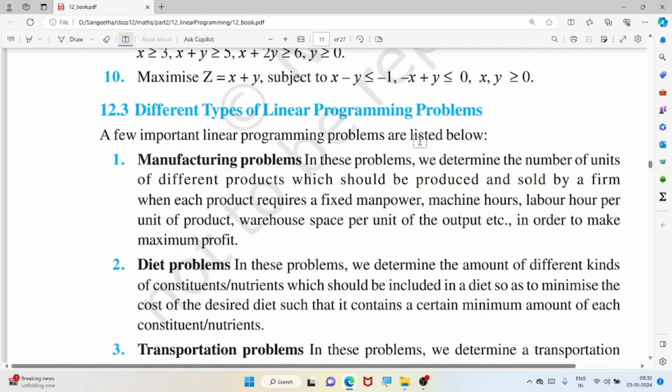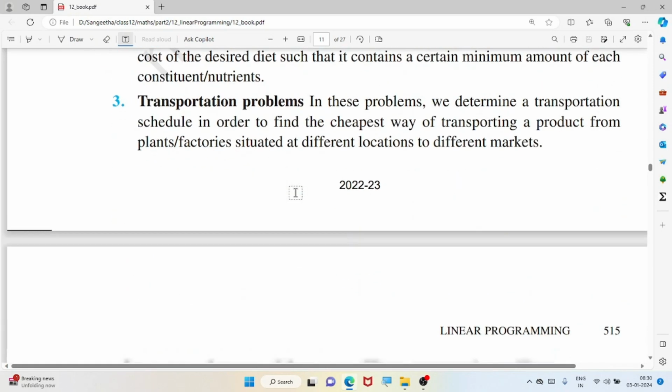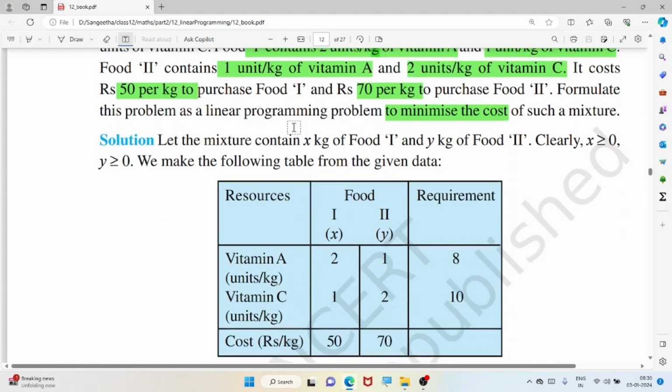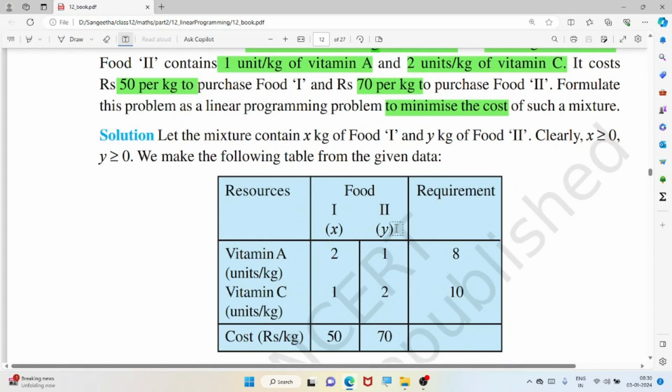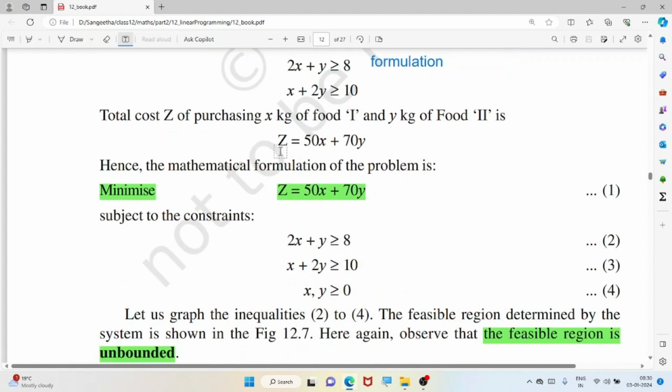There are different types of linear programming problems. One is how you use this linear programming in manufacturing problems, diet problems, transportation problems. Okay, this is one example of a diet problem. Okay, in the food, how much vitamin C and how much vitamin A is there. Okay, based on this, there is this table and you formulate this into a set of equations, this formulation. Okay, and then this is what our objective is. Okay, total cost of the purchasing, so you have to minimize this.